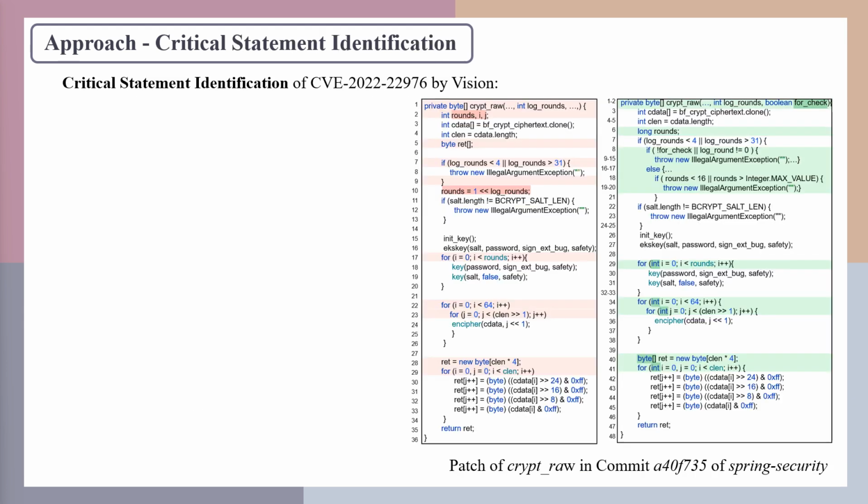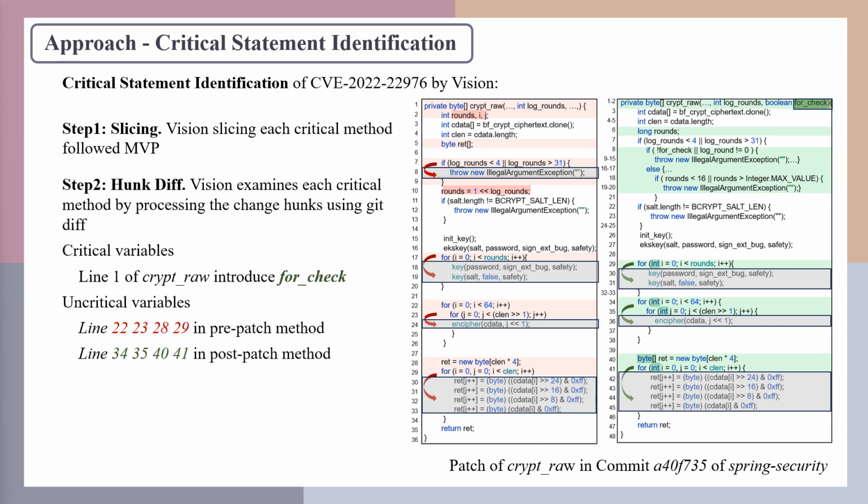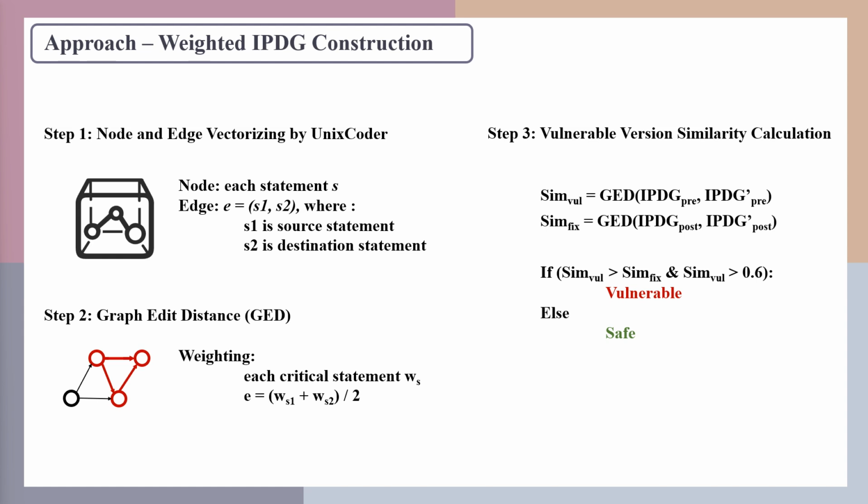Next, Vision identifies the critical statements. Taking the same CVE as an example, it first slices the changed statements to extract the vulnerability-related and fix-related context. Then, Vision identifies the critical variable, which is forCheck introduced in line 1 using HunkDiff, while other variables are uncritical. After that, Vision uses taint analysis backward and forward to trace the taint path of forCheck to get the critical statements.